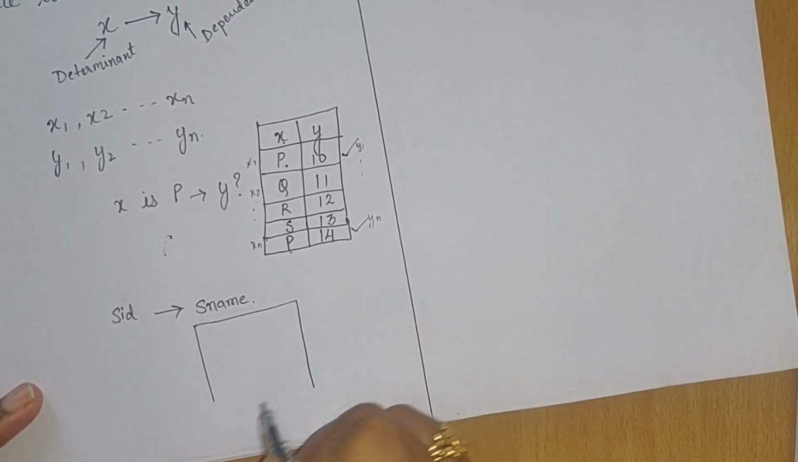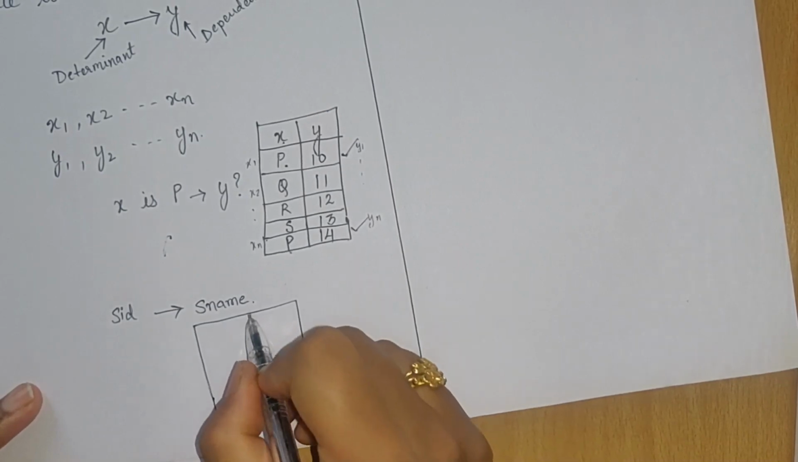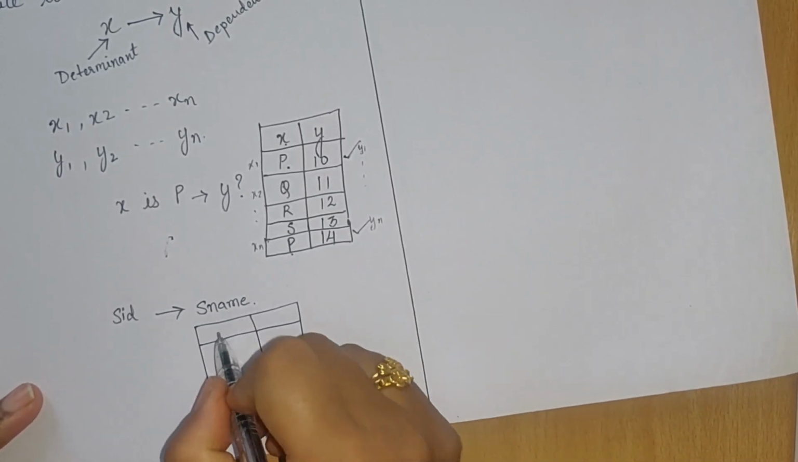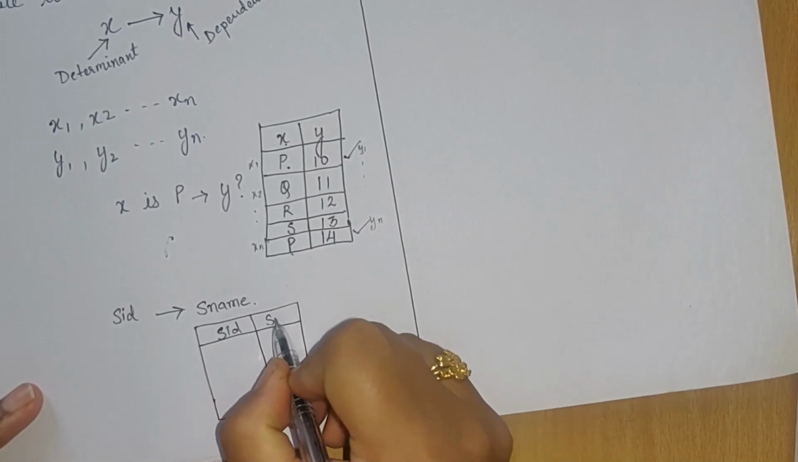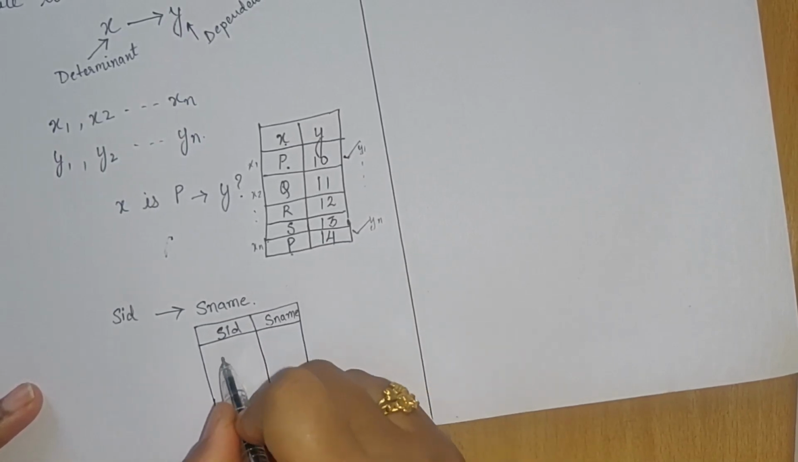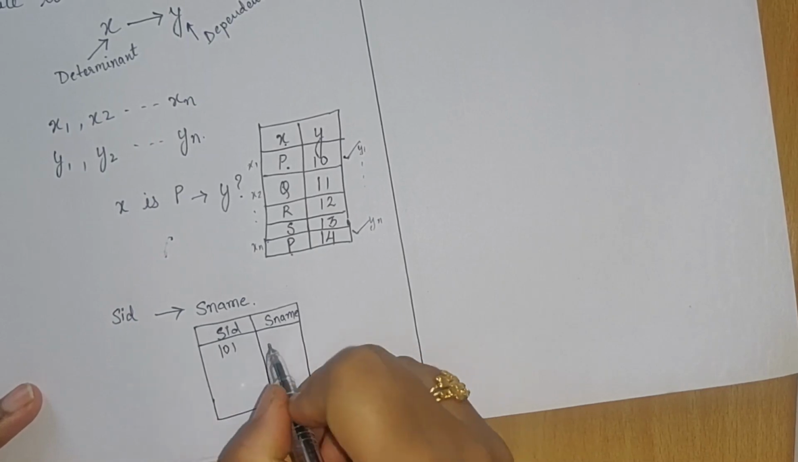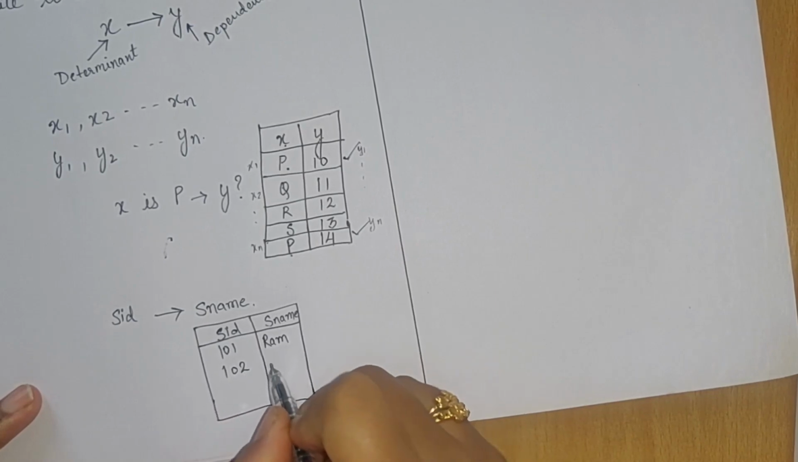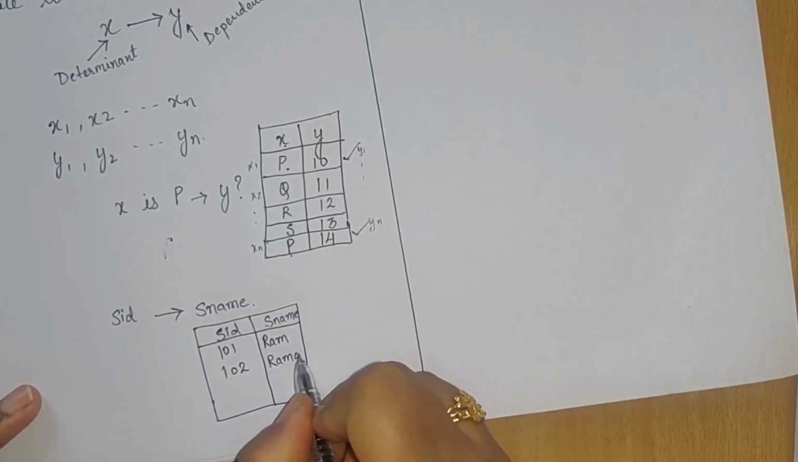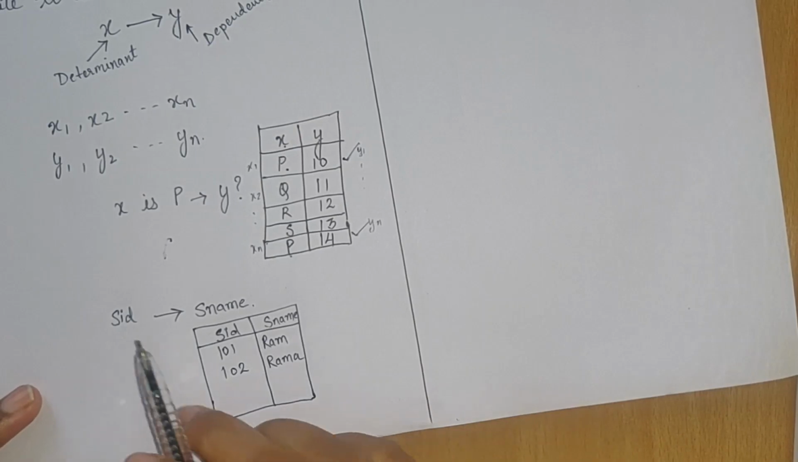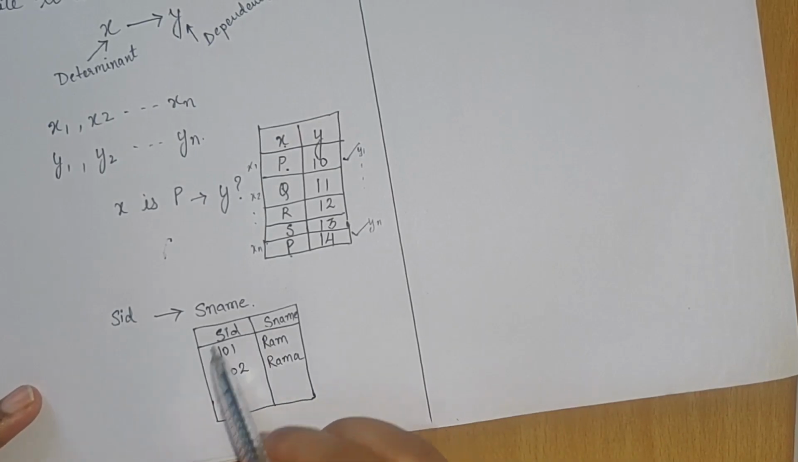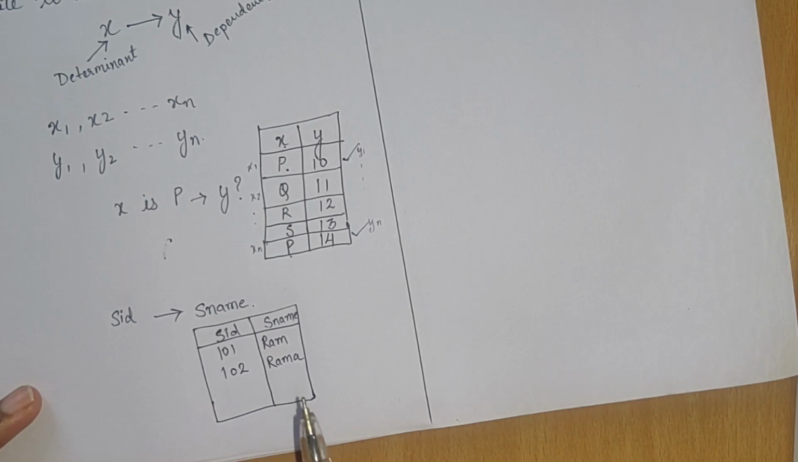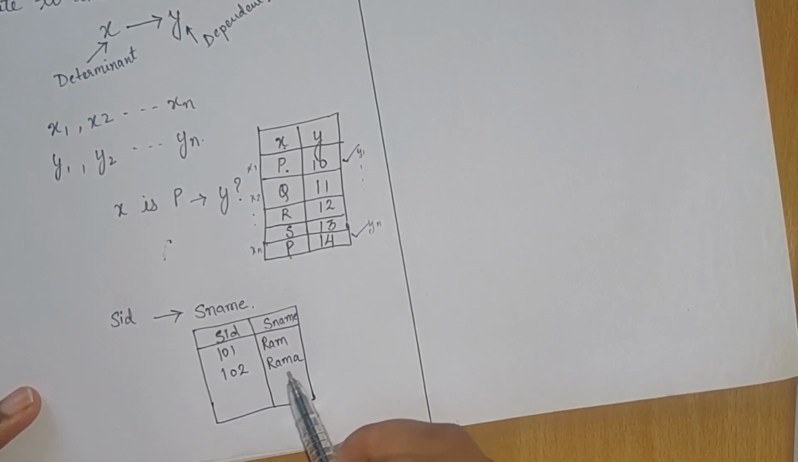So if I make a table for this functional dependency, here I write student ID and here I write student name. Student ID 101 has the name Ram, and student ID 102 has the name Rama. Now the functional dependency holds. If I ask you to search and tell me the name of the student whose student ID is 102, yes, you can do that.